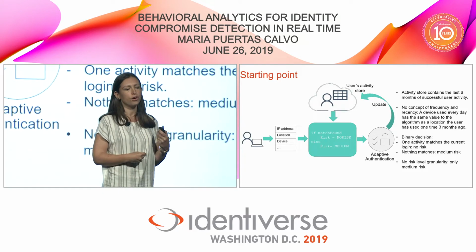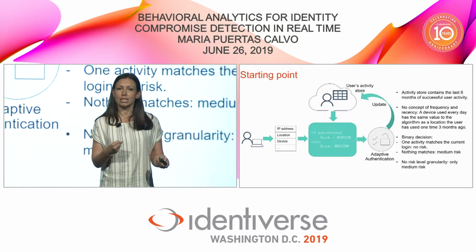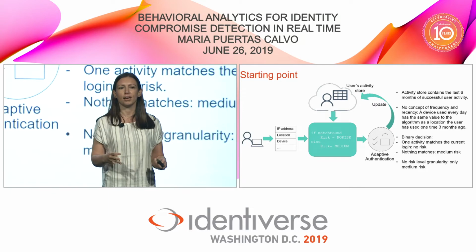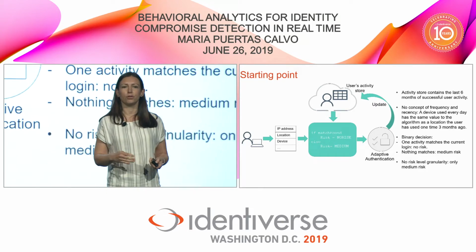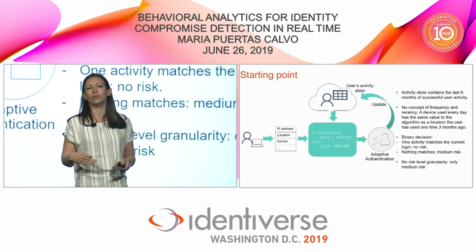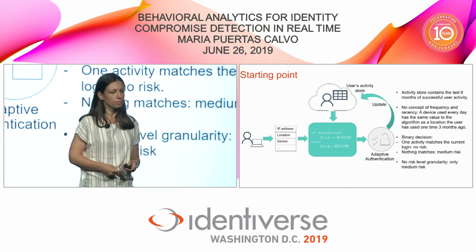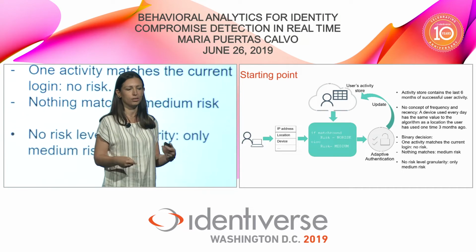And then there's also no concept of different risk levels. We're just treating every no match the same. It doesn't matter if you don't match, but you're 100 miles away, or if you don't match and you're 10,000 miles away. So that's kind of the problem we're trying to improve upon.